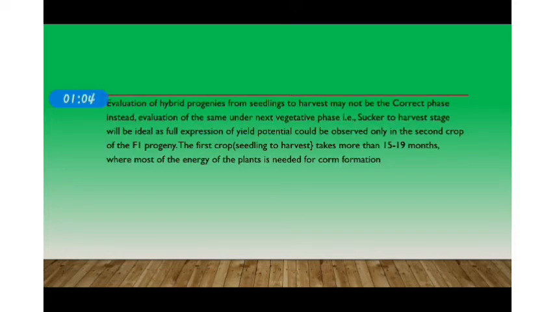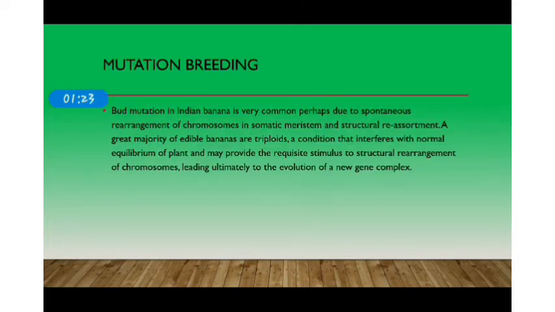Evaluation of hybrid progenies from seedlings to harvest may not be the correct phase. Instead, evaluation of the same under the next vegetative phase, that is, sucker to harvest stage, will be ideal, as full expression of field potential could be observed only in the second crop of F1 progeny. The first crop takes more than 15 to 19 months, where most of the energy of the plants is needed for comb formation.